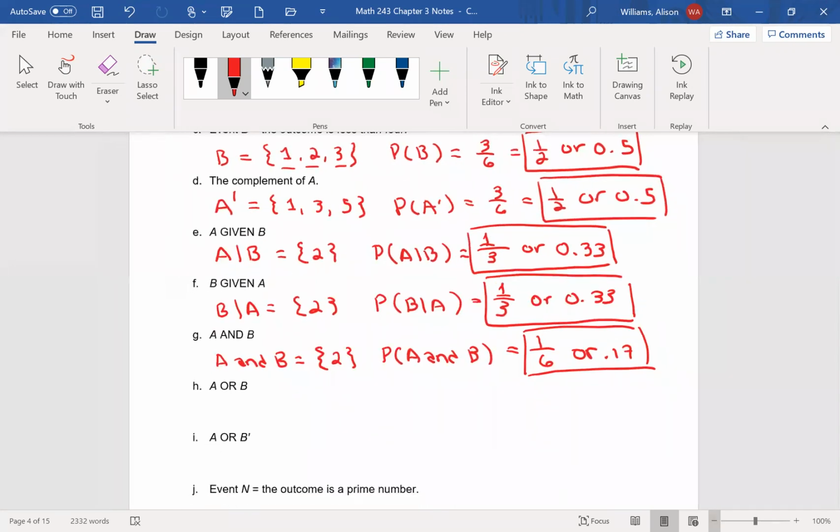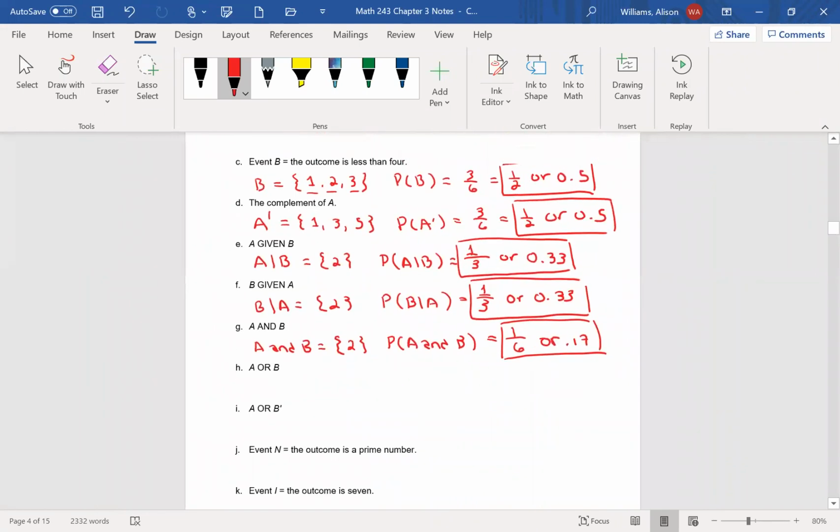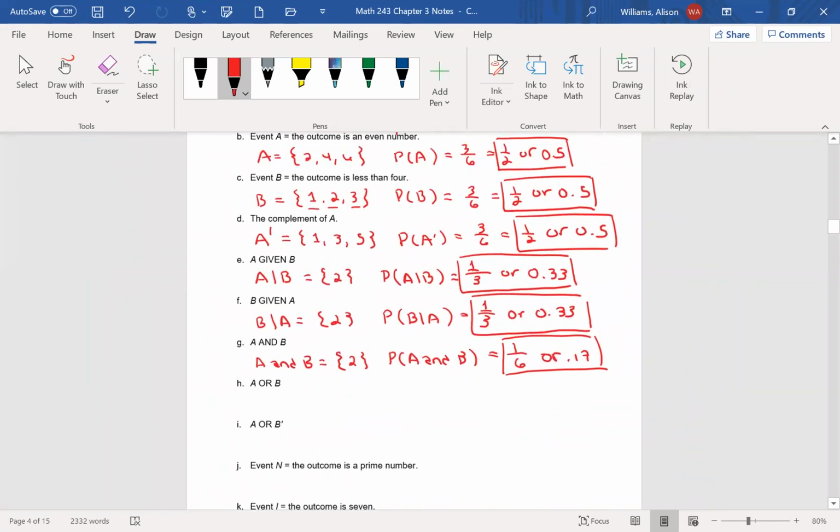Here, let me zoom out a bit so I can see my A and B. Okay, so they need to be in both. So numbers that are even and numbers that are 1 through 3. So I'm going to list them and I'm going to put them in order. So I will start with 1, 2, 3, and then I'm going to add 4 and 6. It just looks a little neater that way.